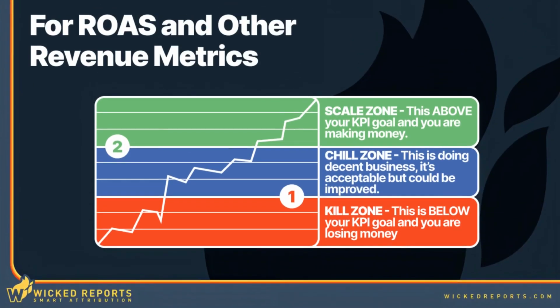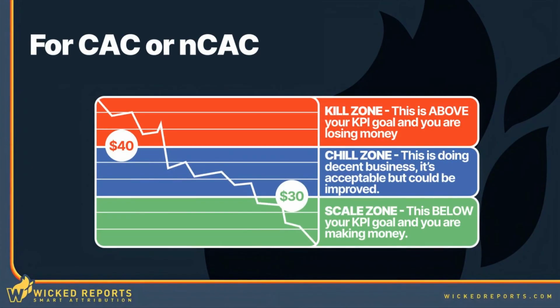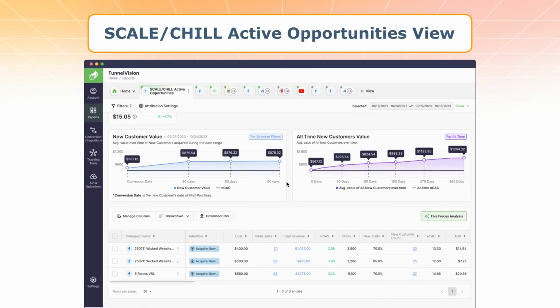With ROAS, the higher the number, the better. Above the chill zone means you'd scale budget. In the chill zone means leave the budget as is, and below the chill zone means kill the budget, unless you find adjustments to lift the ROAS to the chill zone. Of course, if you were using CAC or NCAC as optimization instead of ROAS, the kill zone would be on top due to higher costs being undesirable, and the scale zone would be at the bottom, as we are looking to lower customer acquisition costs as a measure of success.